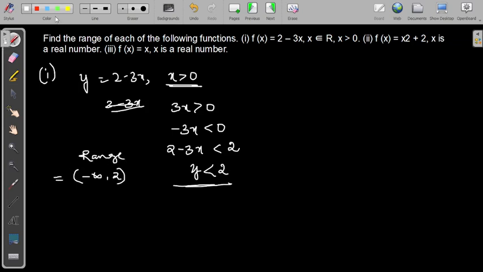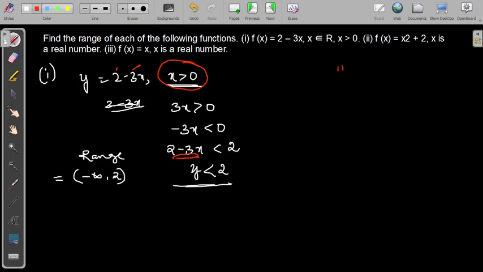So range means possible values of y. How exactly to find the possible values of y? Based on the given condition. x is positive means I need y in this form, so you have to get somehow y in this form. That is multiply by 3 on both sides, 3x is greater than 0. Then we need minus, so multiply by negative sign, inequality reverses. Then we need 2, add 2 on both sides, 2 minus 3x is y is less than 2. So range of the function is minus infinity comma 2.